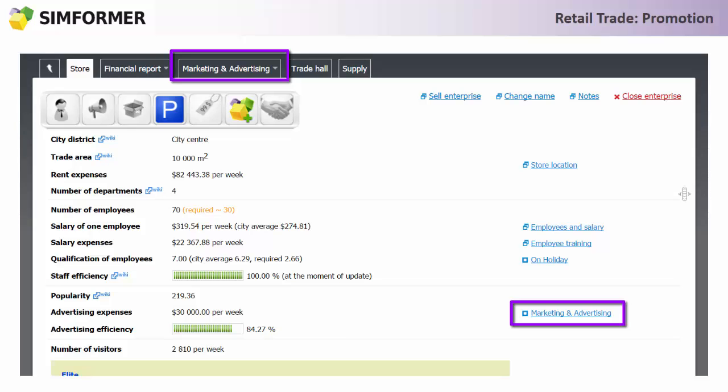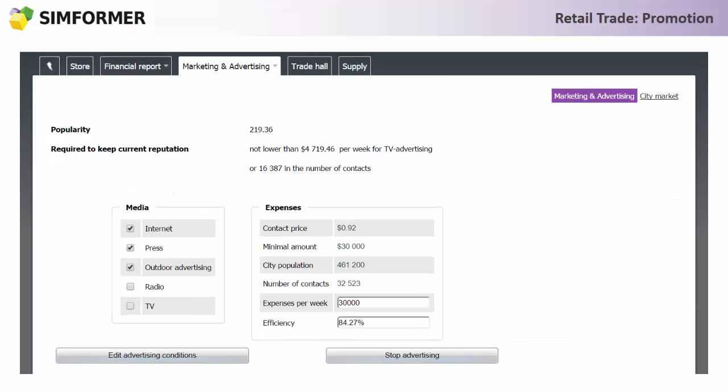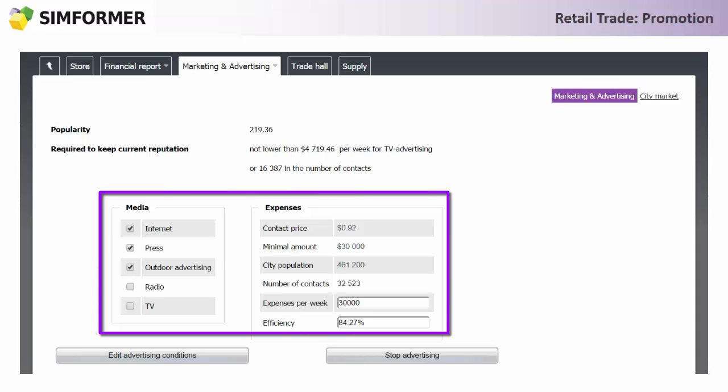To advertise, you can choose one of 5 media channels. You can either choose all of them or a certain combination, which in your opinion is best. And in the end, see the overall contact price of the advertising campaign. You can also see the minimal amount, as every channel will have a minimal amount you will have to spend on it if you want to advertise using it, as well as the population of the city and the number of contacts you will make with this advertising campaign. As you increase the expenses for the campaign, the number of contacts increases.